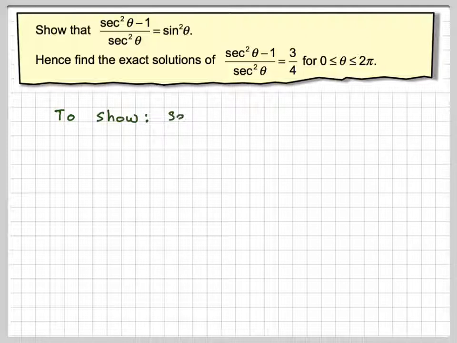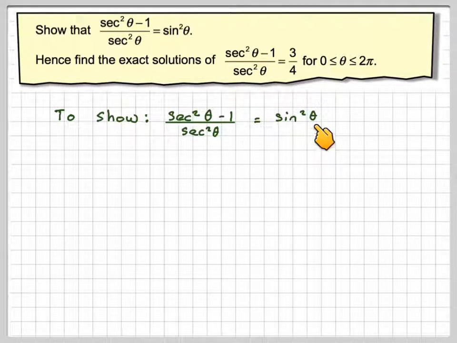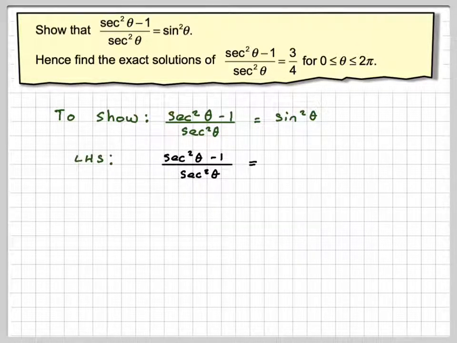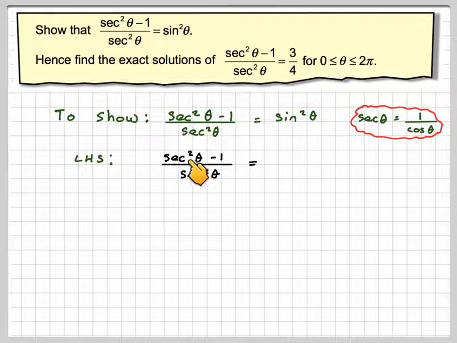First of all, let's look at what we've got to show: that (sec²θ − 1)/sec²θ is equal to sin²θ. Starting with the left-hand side, we note that sec θ is 1 divided by cos θ. So we replace sec²θ by 1 divided by cos²θ, take away 1, and then replace the denominator by 1 divided by cos²θ.